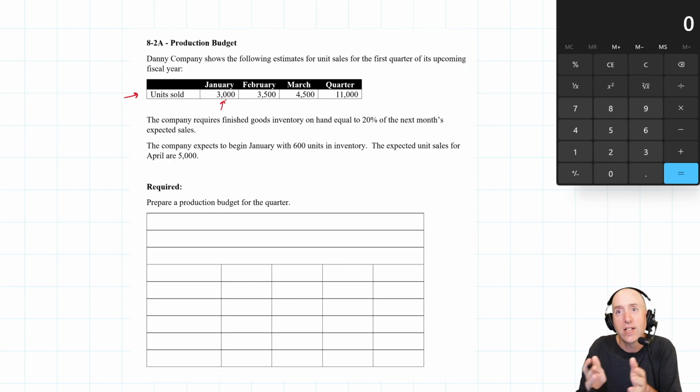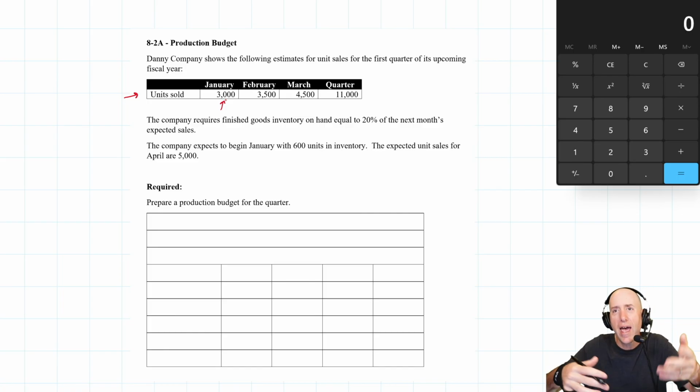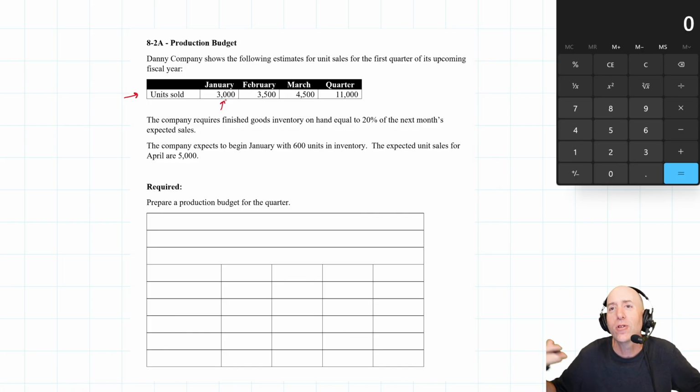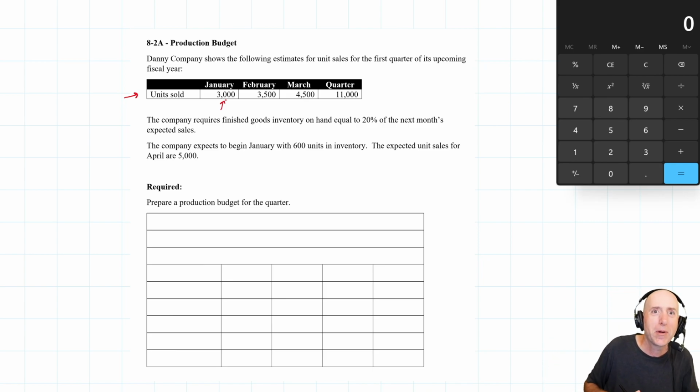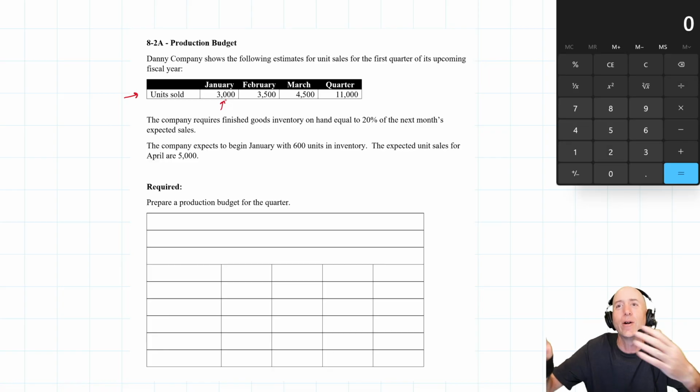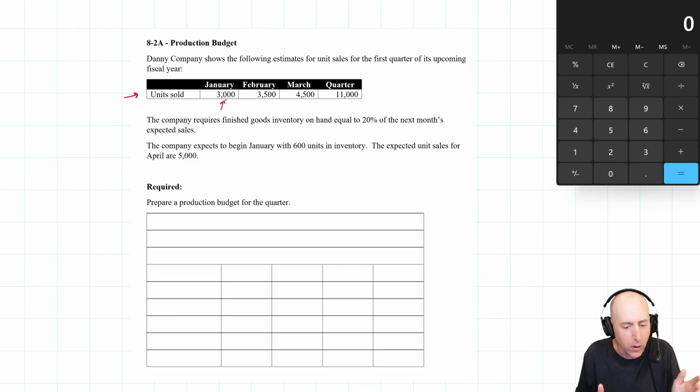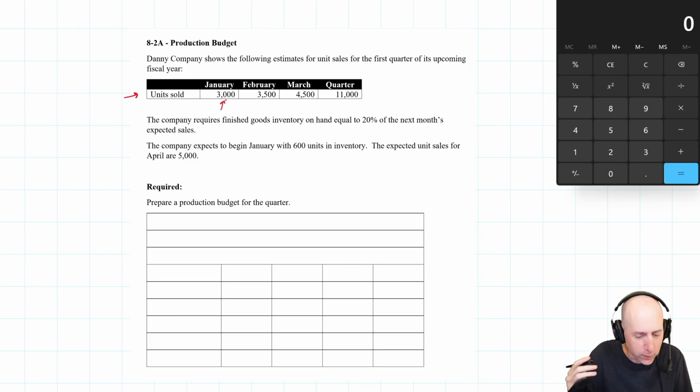And also, at the end of January, you don't want to start with zero in February. You want to have a few units ready to go. So on February 1st, when a customer walks in, you don't go, well, we're making our new ones for February now. No, you want to have an ongoing production level, and you want to have inventory ready to sell to customers. So that's what the production budget informs us on.